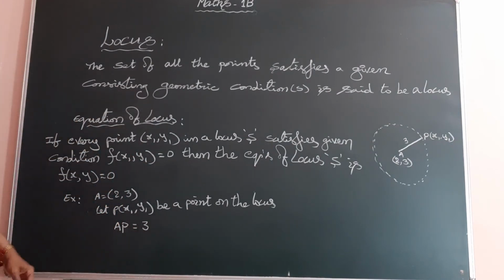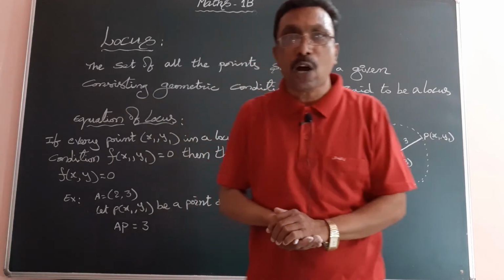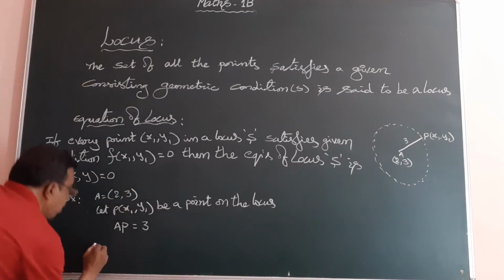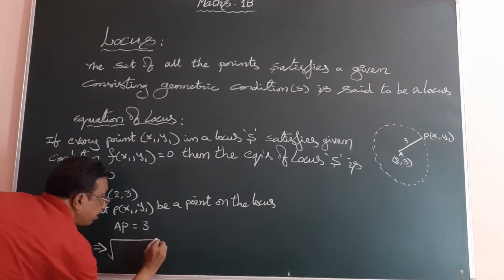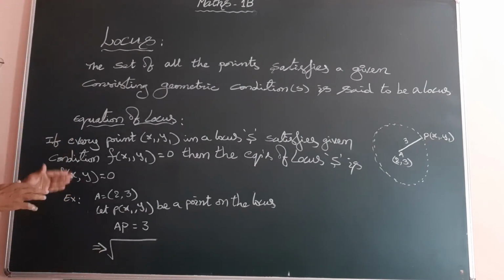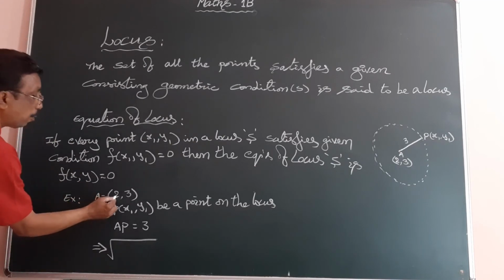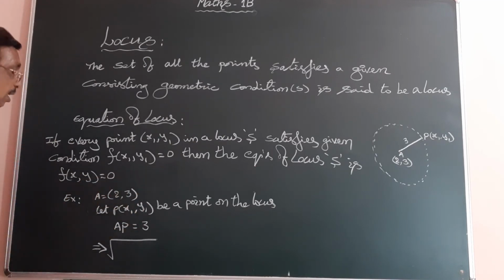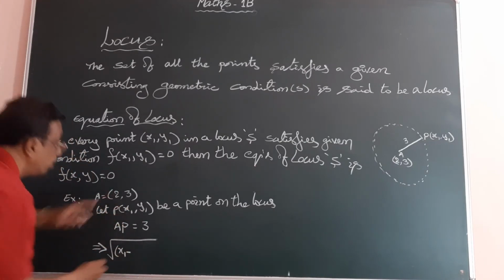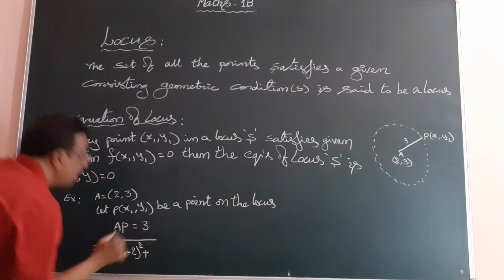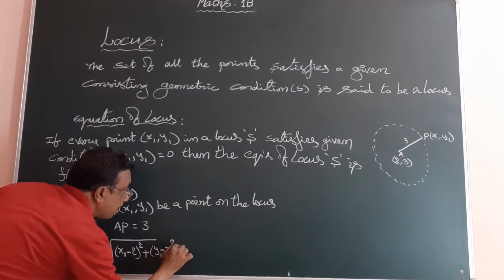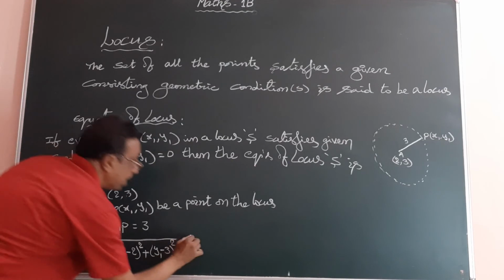AP equals 3. So what is the formula for the distance between two points? Square root of (x2 minus x1) whole square plus (y2 minus y1) whole square. Now we consider this point as (x1, y1) and this one as (x2, y2). So the square root of (x1 minus 2) whole square plus (y1 minus 3) whole square equals 3 units.